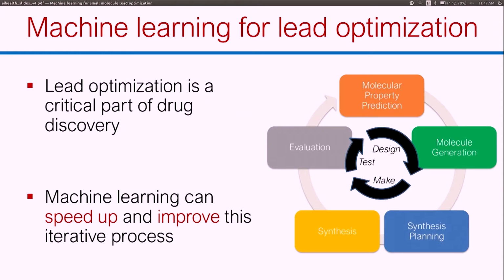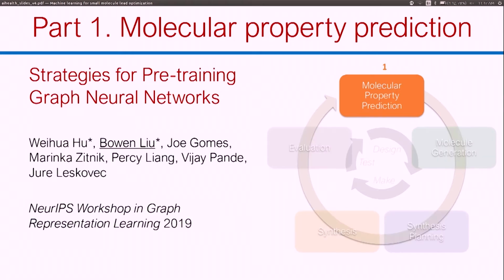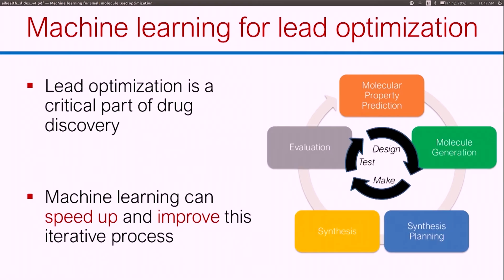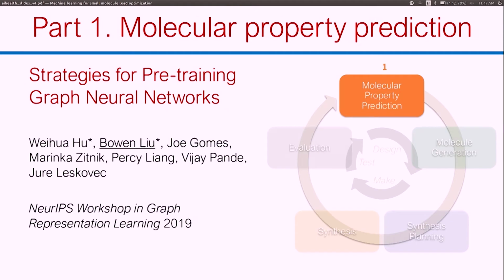In particular, we focus on the lead optimization process, where starting from a hit molecule, through a series of designing, making, and testing molecules, you're trying to eventually develop it into a drug candidate. Our thesis is that machine learning can be used to speed up and improve this process. In this talk, I'm going to focus on two of our recent works, one on molecule property prediction and another one on molecule generation.